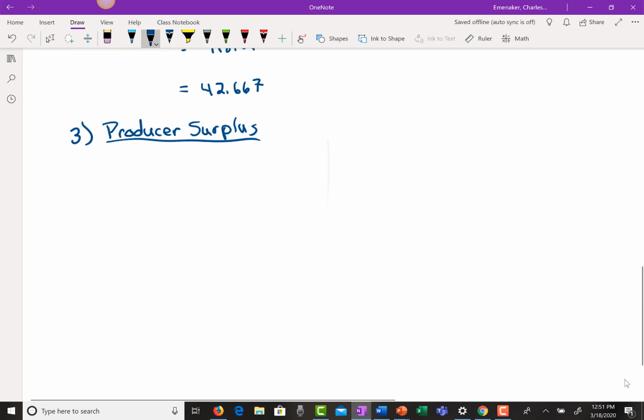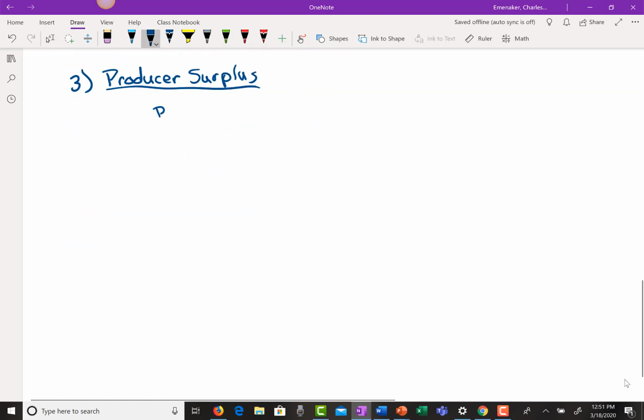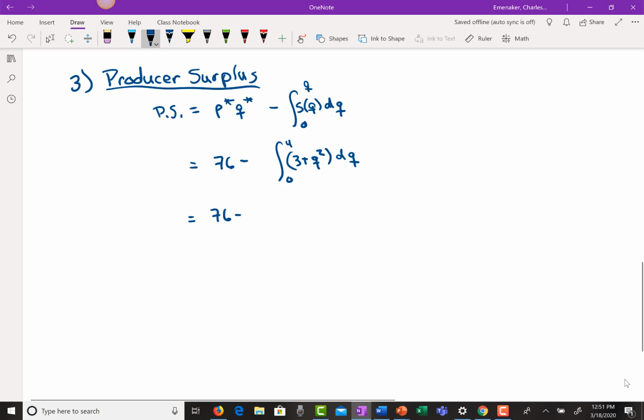With the producer surplus, we're going to use the equation P star Q star minus the integral from 0 to Q star of our supply equation dQ. So for this particular problem, it's going to be 76 minus the integral from 0 to 4. The supply function here is 3 plus Q squared dQ.